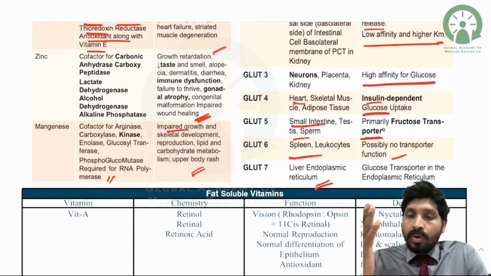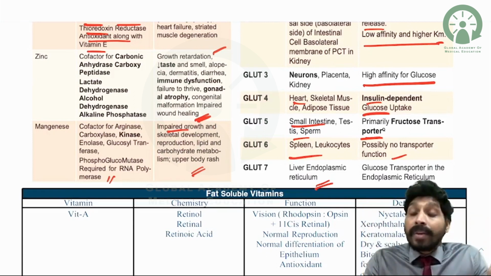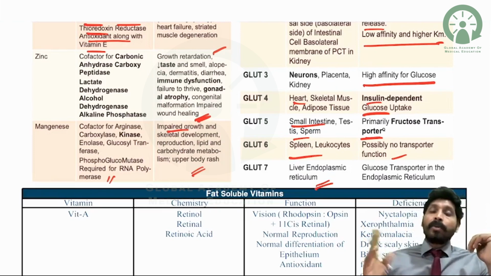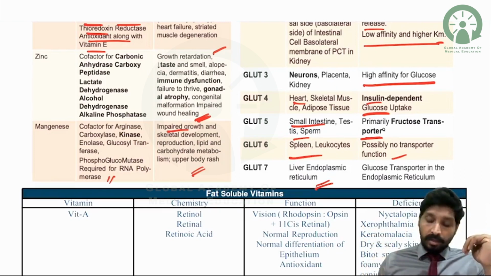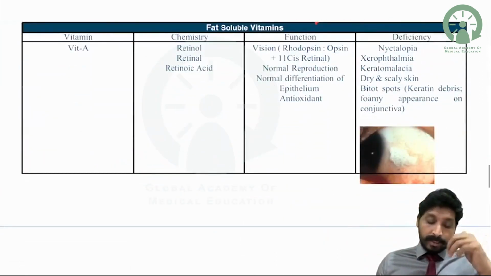So up to GLUT6, they are all passive, and there is an active glucose transporter. Again, you can get a question on this. The active glucose transporter requires energy, and the sodium potassium pump is used here, which requires energy. Now we'll concentrate on fat soluble vitamins.